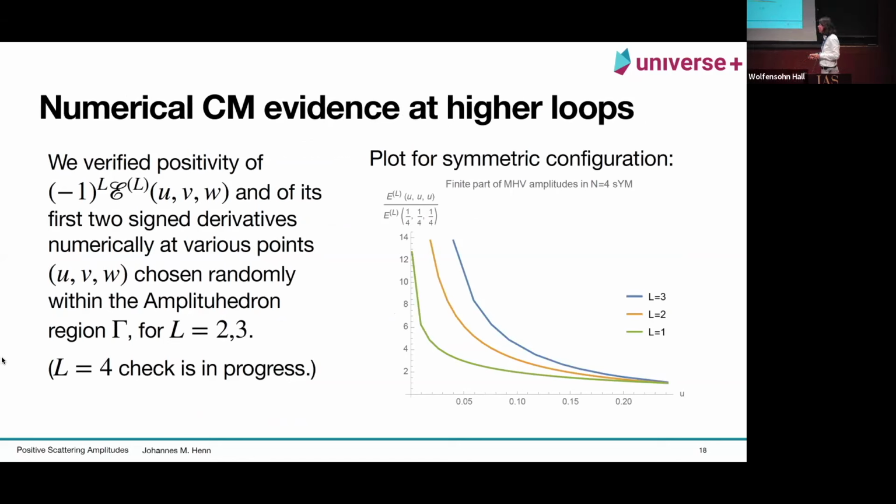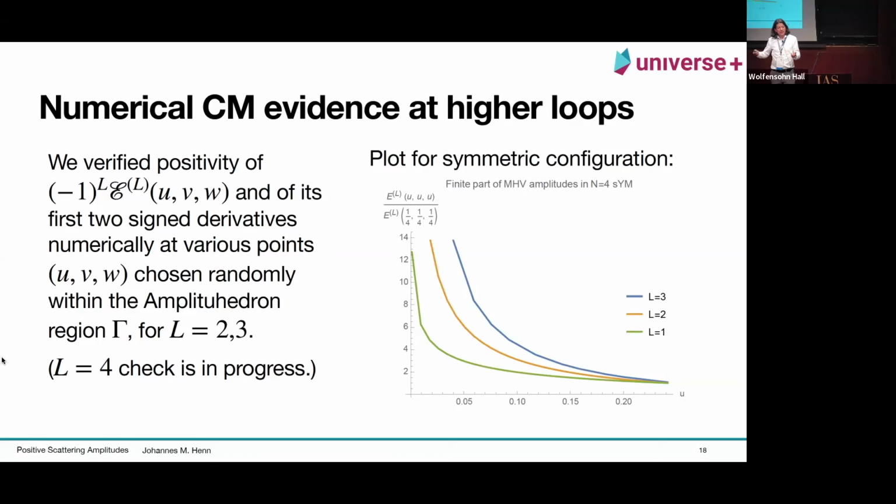We're also working on the four-loop checks, but it's a bit complicated because there are many Goncharov polylogarithms of high transcendental weight. Anyway, here you can see just the function again, and you see this typical property of decreasing and convexity. Okay, so that's what I want to say about this remainder function.